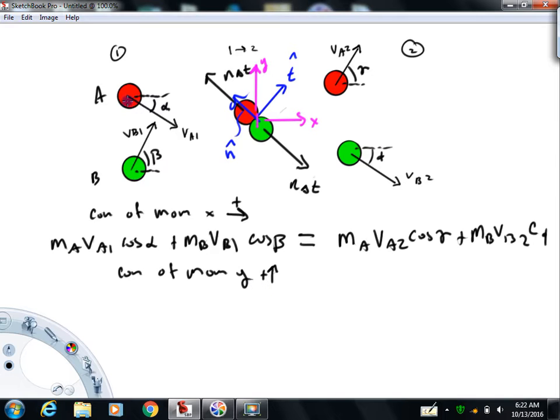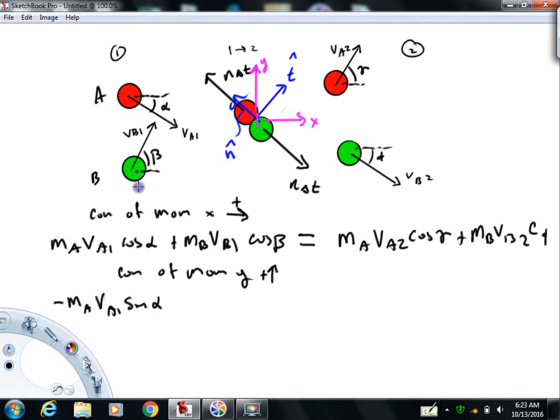So, looking at this initial vector here, take note that this guy's velocity component in the y direction is down. So the first momentum term is going to be minus MAVA1 sine alpha. Sine because that's going to pick off the y component of this guy's momentum. Minus because that component points down.